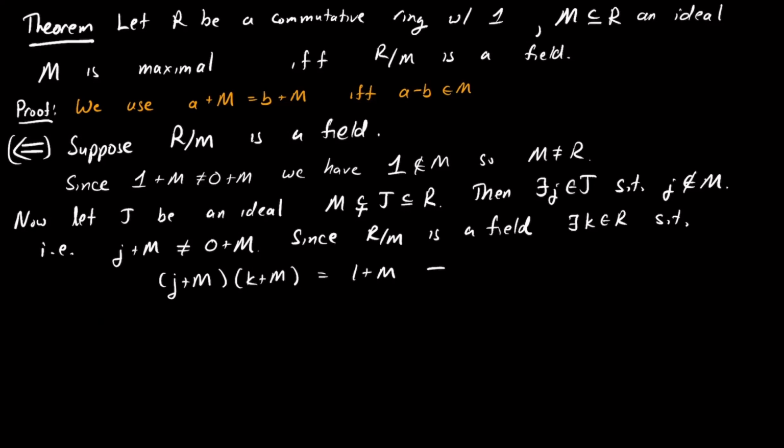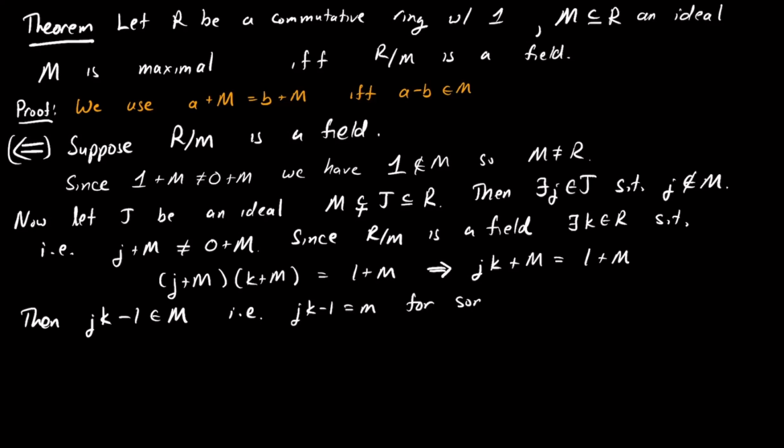So let's rewrite this. If I rewrite this, this is going to tell me that jk plus M is equal to 1 plus M. Right, so I'm just using my definition of multiplication in R mod M here. Well, what does that tell me? It says then, using my fact in orange, I know that jk minus 1 is an element of M. In other words, that jk minus 1 is equal to little m for some little m in my ideal M. Okay, so where does this lead me? Then I know that 1 can be rewritten as jk minus m.